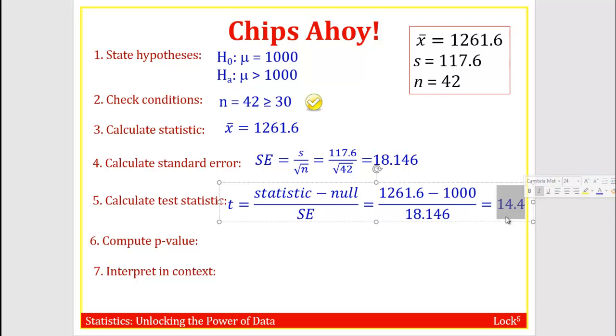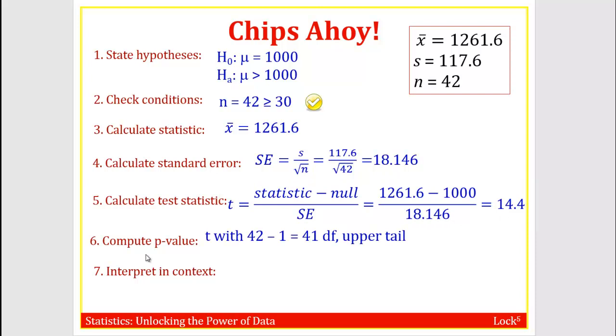And we use the test statistic to help us find the p-value. Now, in order to find the p-value, we're going to need to know how many degrees of freedom we have. So in this case, we had a sample size of 42, and degrees of freedom are equal to n minus 1. So 42 minus 1 equals 41 degrees of freedom.